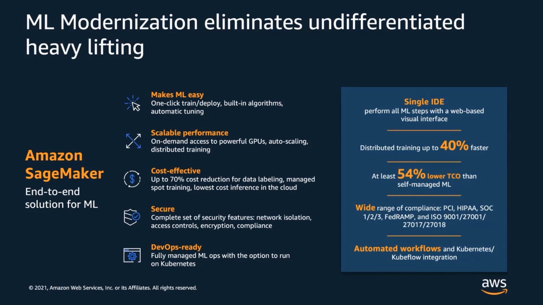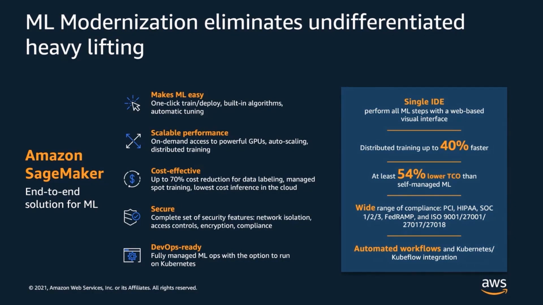Since it's a fully managed service, it's highly scalable. Customers do not have to worry about peak demand and trying to budget and allocate CPUs and GPU instances because of the highly scalable nature of SageMaker, and it's cost efficient. It's up to 70% cost reduction for data labeling, managed spot training, and the lowest cost inference in the cloud. And as with all AWS services, we put security first, and we provide a complete set of security features that are core to Amazon SageMaker.